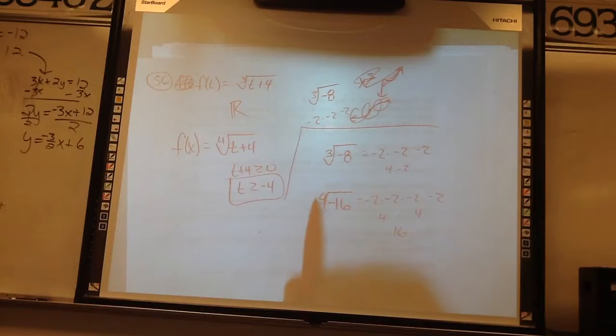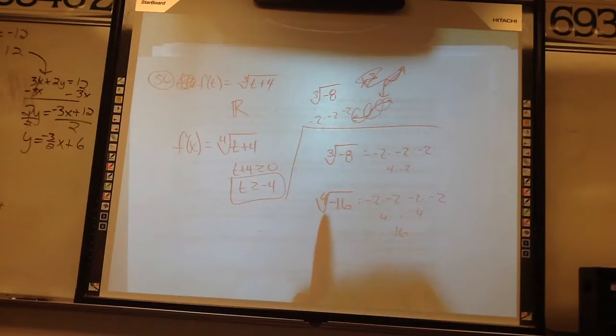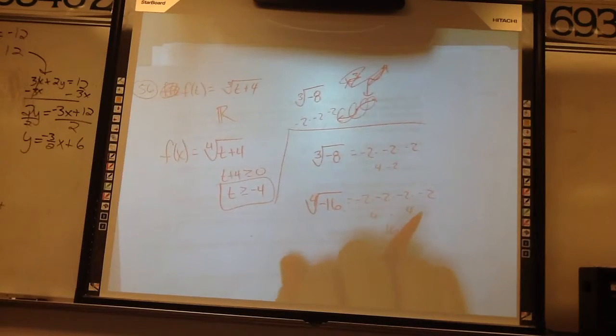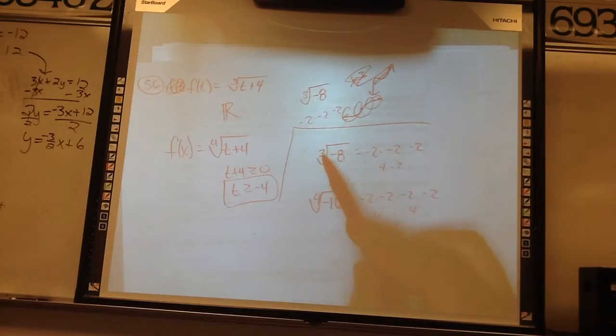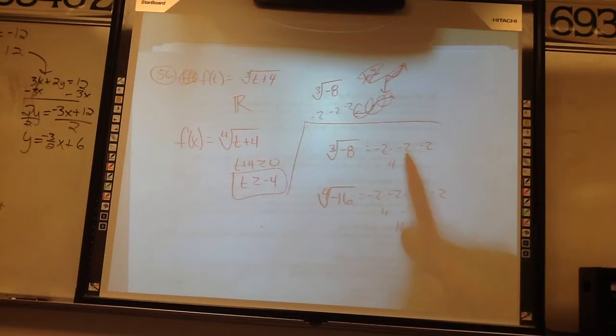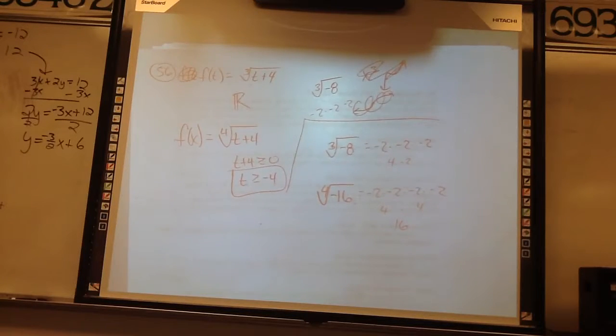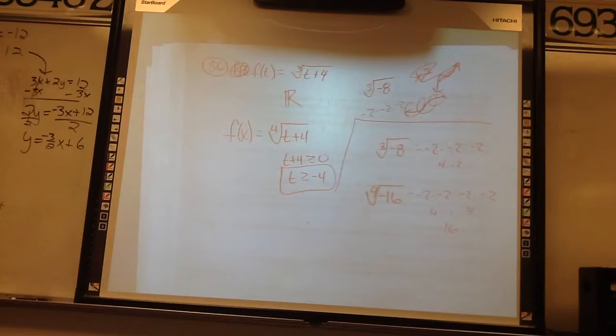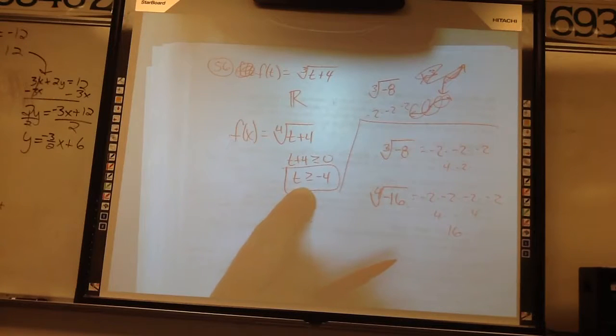Okay, makes sense. So you can never do the even root of a negative number. If the index is odd, it's okay, you can do the negatives, because if you multiply a number by itself an odd amount of times, there'll always be that extra negative to make a negative. So the domain for this one is t is greater than or equal to -4.